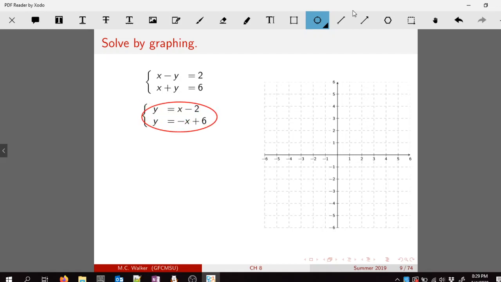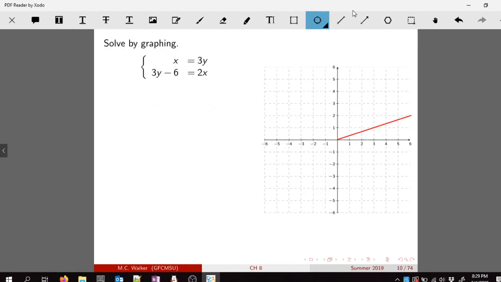Or we could go ahead and get it into slope-intercept form, graph it that way, and we get that the solution is (4, 2). Again, we can get them into slope-intercept form, graph our solutions, and see where they intersect. In this case, (-6, -2) is the solution to the system. It's an ordered pair.